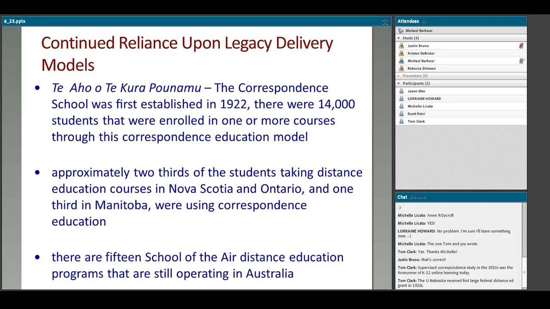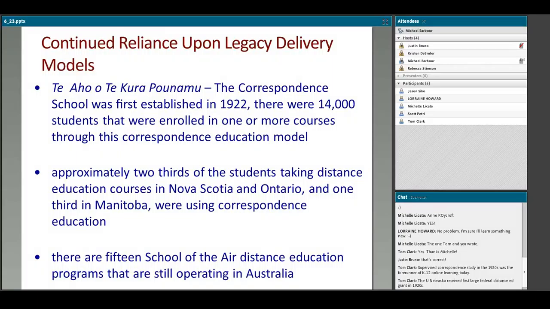As I mentioned, it was only 3 or 4 years ago that there were 20 schools of the air still in operation. When I looked it up about 10 months ago, when we were finalizing this particular chapter, there were still 15 of those in operation. And oddly enough, there were still 6 programs in Australia that were using the old telematics or audiographic system that had been available since the late 70s and early 80s.